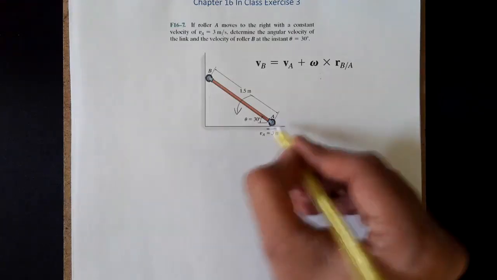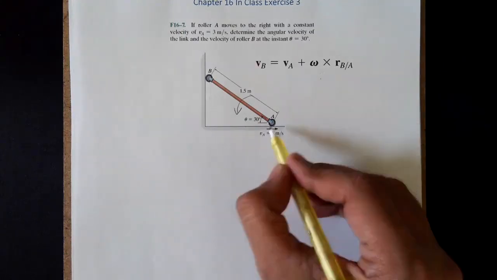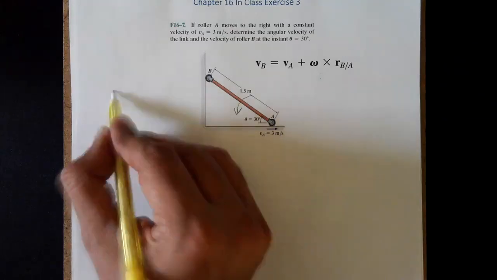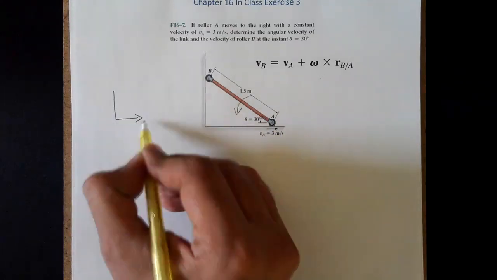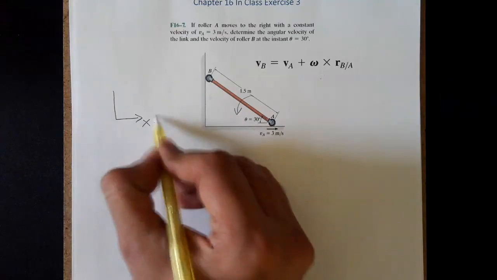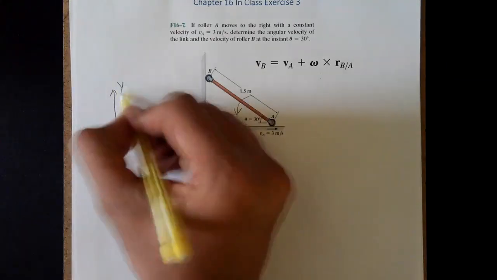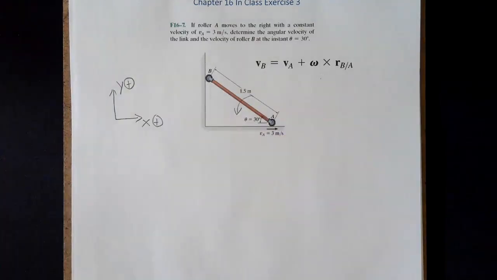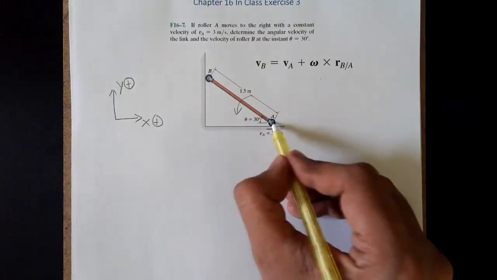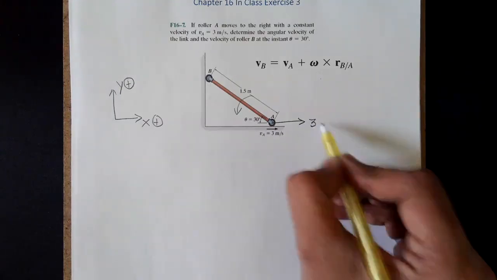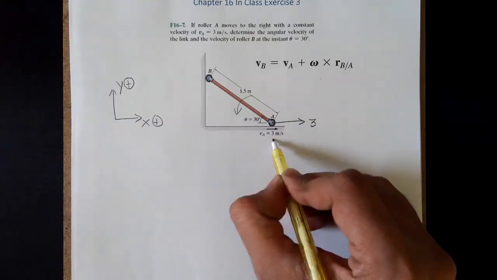So let's draw a diagram, a kinematic diagram for the scalar solution. First define our coordinate system. So let's say that this is our coordinate system. This is x, and anything going right is positive, and this is y, and going up is positive. Now end A slides towards the right, so this is the velocity of A. So this is positive 3 meters per second, which is given in the problem.